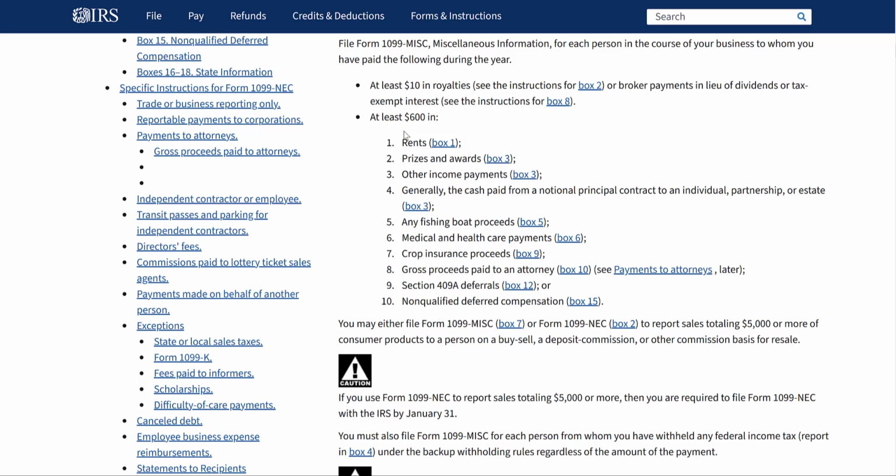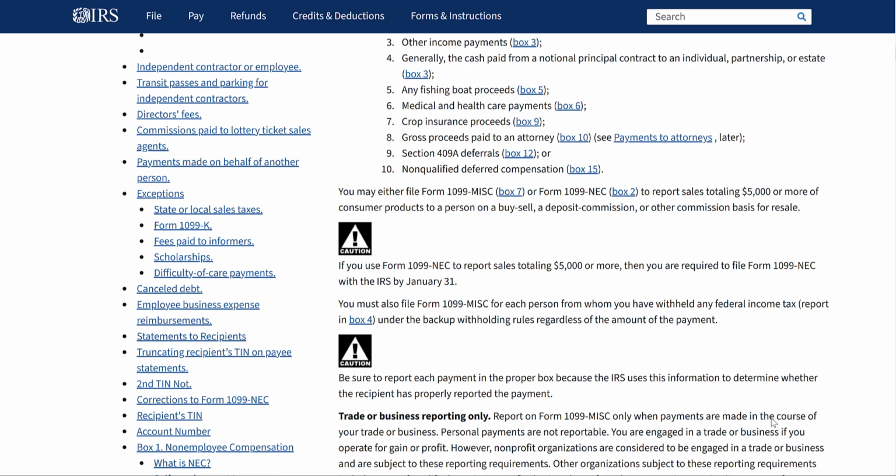Now there's a couple of exceptions to reporting on 1099 Miscellaneous I'm going to go over, okay? And right here you'll see it says you may either file Form 1099 Miscellaneous or Form 1099 NEC to report sales totaling $5,000 or more of consumer products, okay?